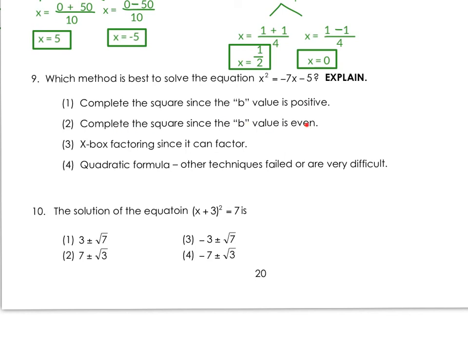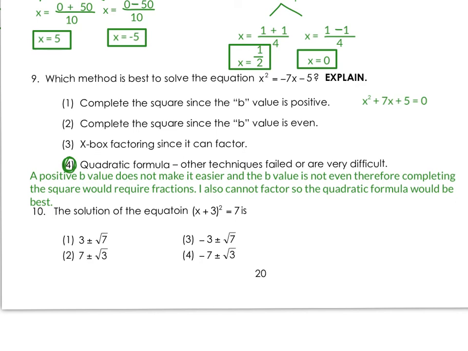Completing the square because the b value is even. Well, it's not even. It would actually be an odd number, so that doesn't seem best. X box factoring, since it can be factored. If I think about that, I would need to look at my a, b, and c, which would be 1, 7, and 5. So I would need two factors that multiply to be 5, but add up to 7. And the only factors of 5 are 1 and 5, and those won't add up to 7. So it can't be factored. So the quadratic formula would probably be our best because the others either can't be done like factoring or are a little more difficult because of having fractions.